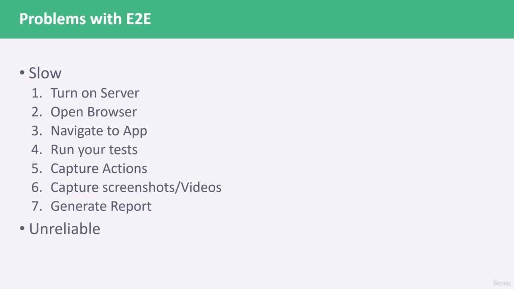The second reason is that they can be unreliable. An end-to-end test runs the application as if it were fully functional. This means that any APIs we're using will need to work. If a request takes too long, this can cause the test to fail.